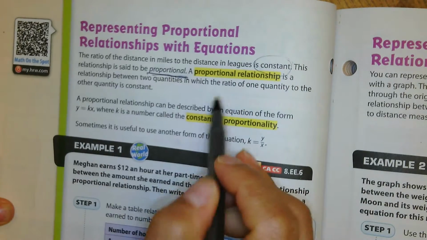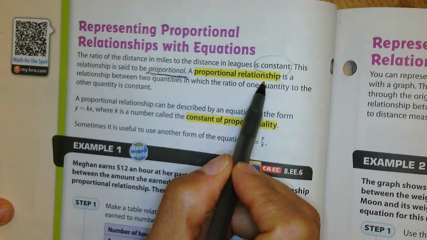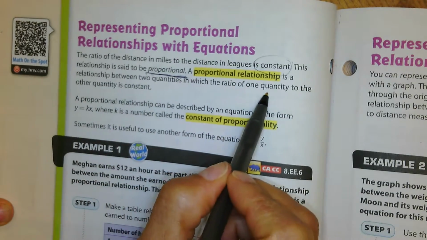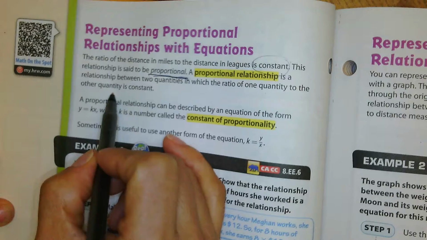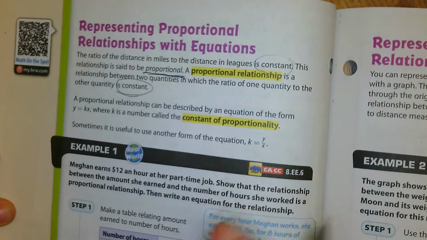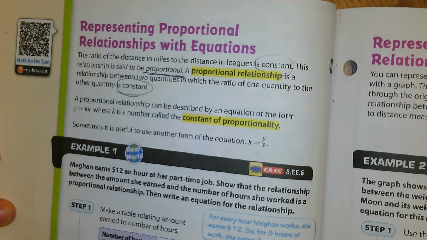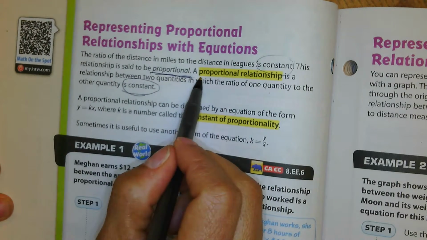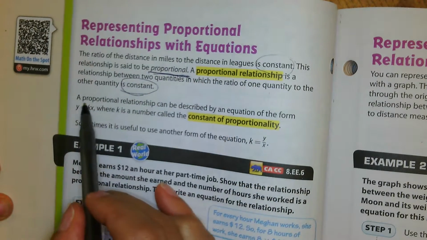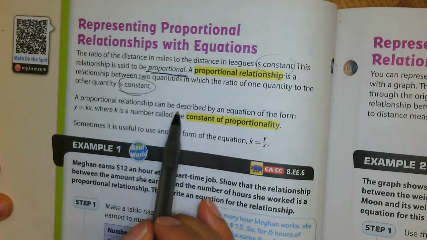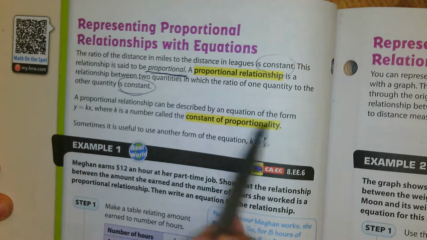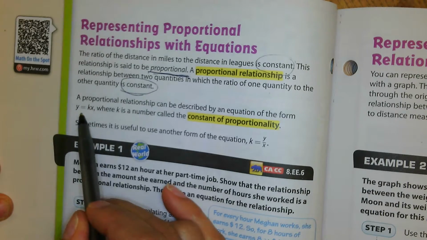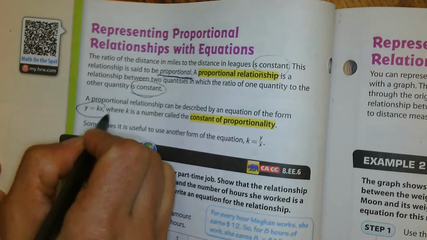Underline it, proportional. A proportional relationship is a relationship between two quantities in which the ratio of one quantity to the other quantity is always constant. So if you always get 3, 3, 3, 3, or 2, 2, 2, 2, that means that the relationship is proportional. Okay. And a proportional relationship can be described by an equation of the form y equals kx. Remember, I just put y equals 3x? That's the equation that we use if it's proportional.